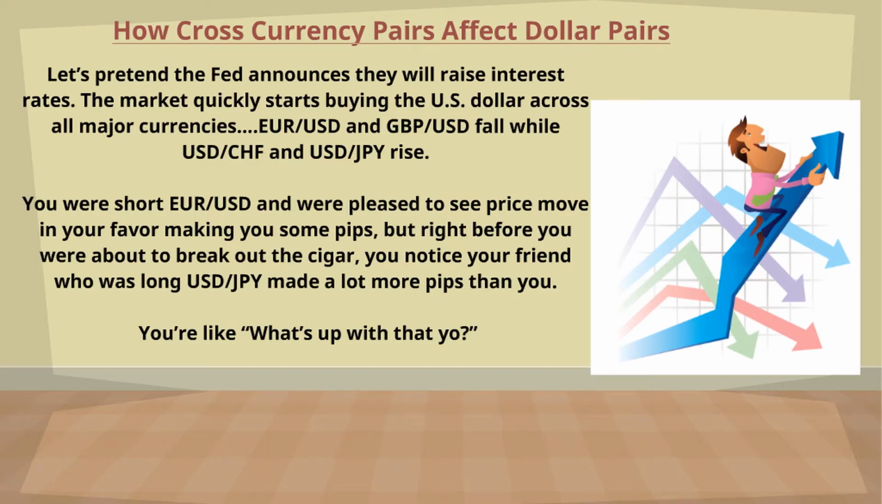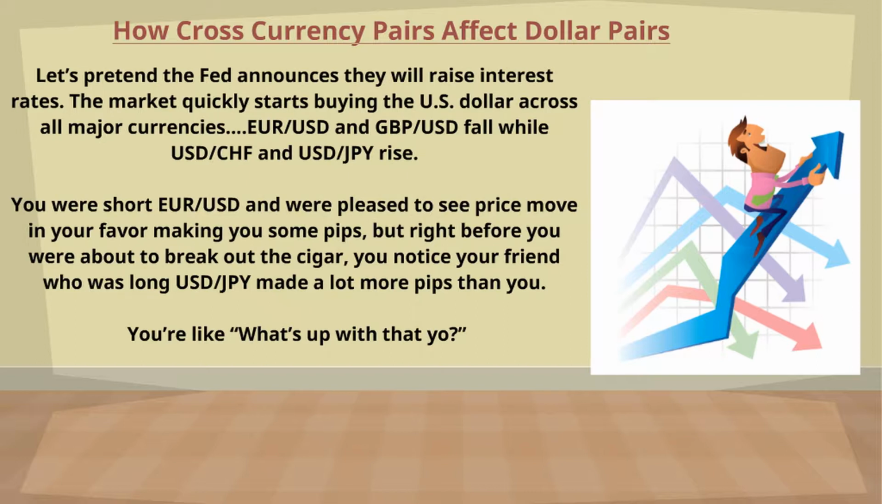Let's pretend the Fed announces they will raise interest rates. The market quickly starts buying the US dollar across all major currencies. Euro to US dollar and pound sterling to US dollar fall while US dollar to Swiss franc and US dollar to Japanese yen rise. You were short Euro to US dollar and were pleased to see price move in your favor, making you some pips, but right before you were about to break out the cigar, you notice your friend who was long US dollar to Japanese yen made a lot more pips than you.